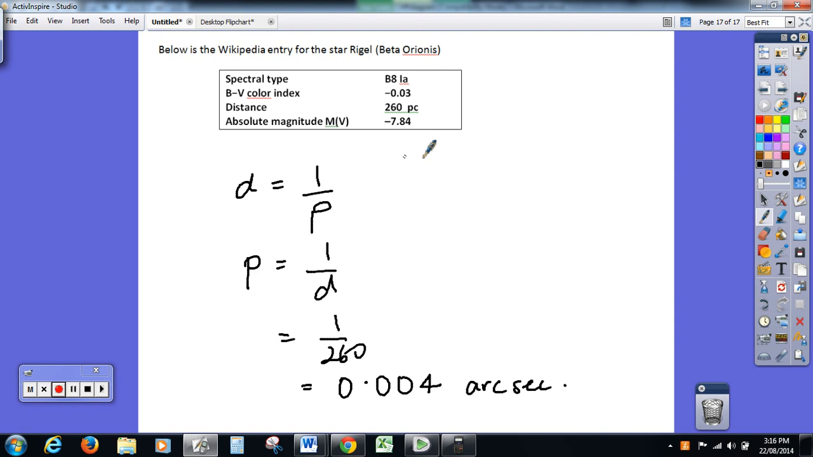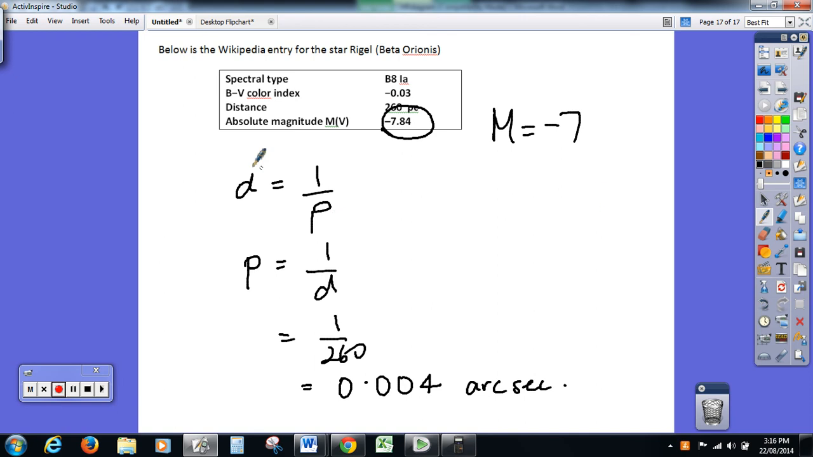Okay. Oh, I just noticed that the next one down here is the absolute magnitude. I wasn't even looking at that one yet. We've been using so far the absolute magnitude as −7. We know that it's −7.84, so that last calculation could be even more accurate than my estimate of −7.